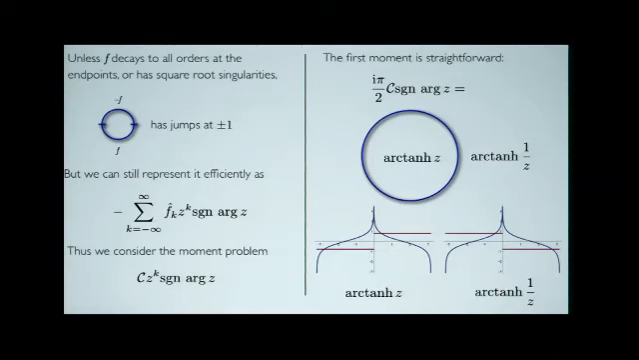All right, and for the first moment, the answer is fairly straightforward to arrive at, which is just arctan z in the interior of the circle, arctan 1 over z. And if you look at these figures, you can see that this minus that, we get back the sign function, and then we get something else when we add that.